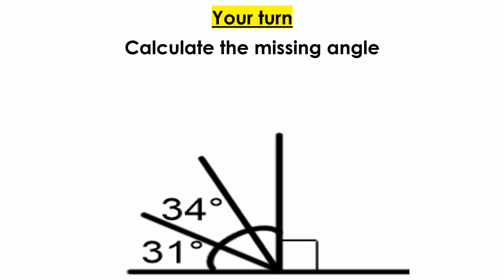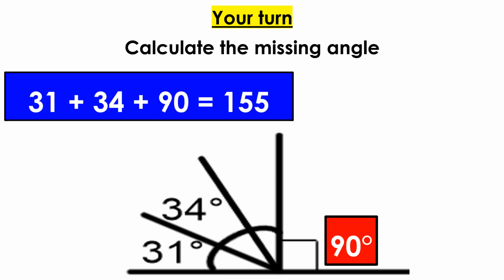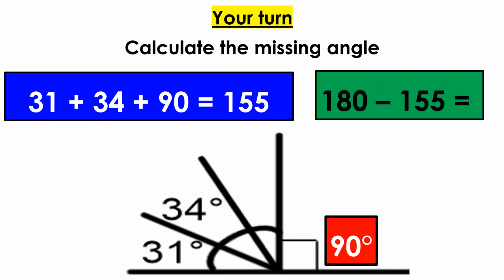Right, let's have a look and see how we did. The first thing we should have done is notice that this is a right angle, it's 90 degrees. So now we have 3 out of 4 angles that we could add up. When you add them up, you would get an answer of 155 degrees. It's a straight line, so it's 180 minus 155, and that would give you an answer of 25 degrees.